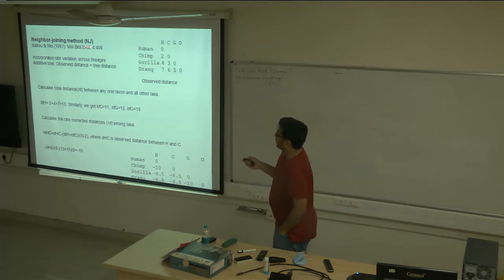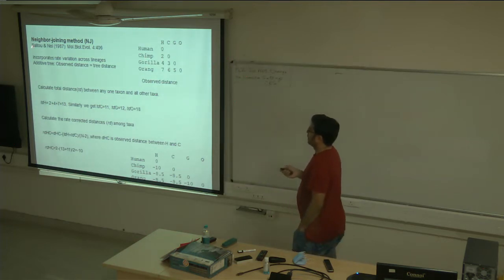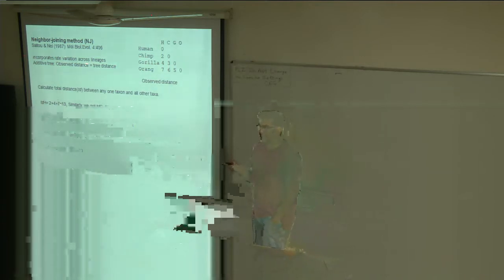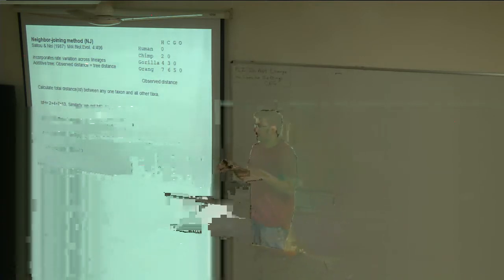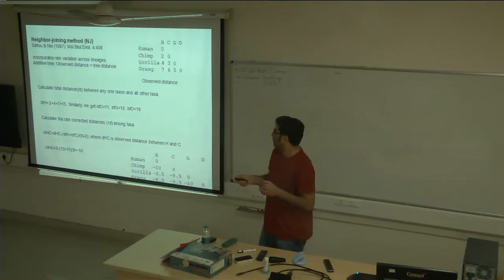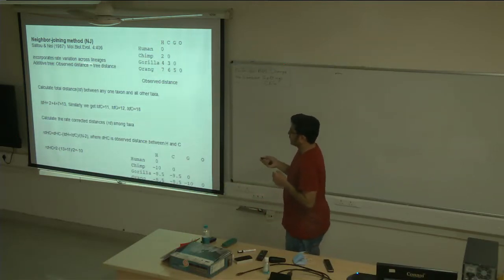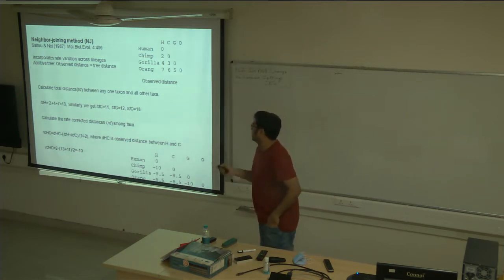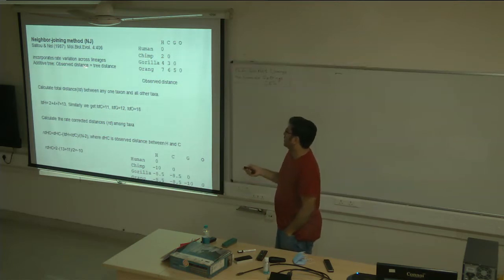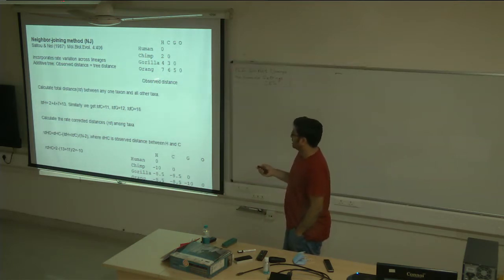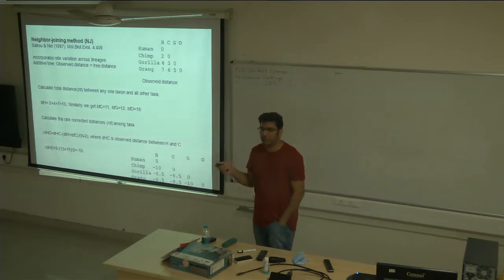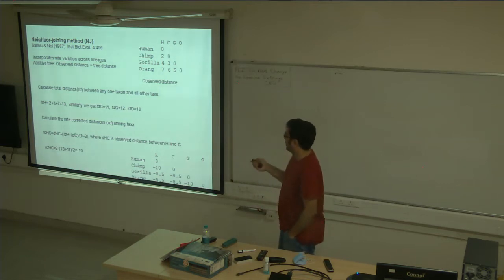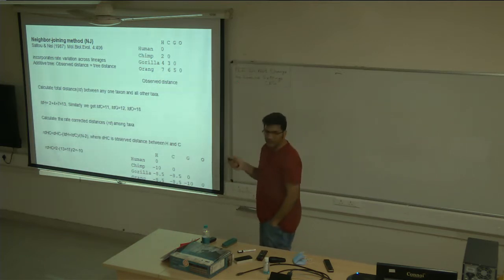What neighbor joining does is it incorporates rate variation across lineages. In UPGMA, it assumes a molecular clock, as if all lineages are evolving at the same rate. But neighbor joining incorporates variation across lineages. And again, you will see that the observed distance and the tree distance are actually the same in neighbor joining after you do the analysis.